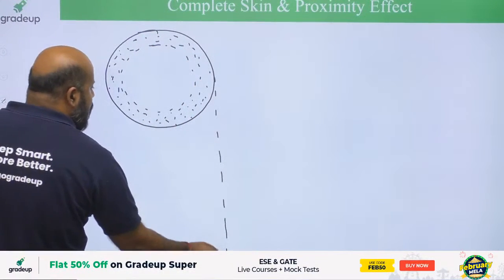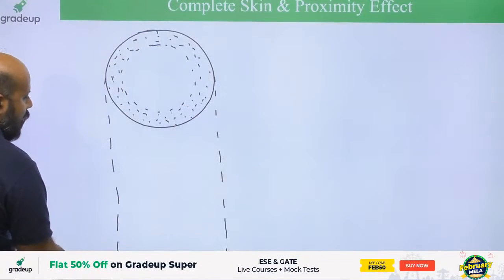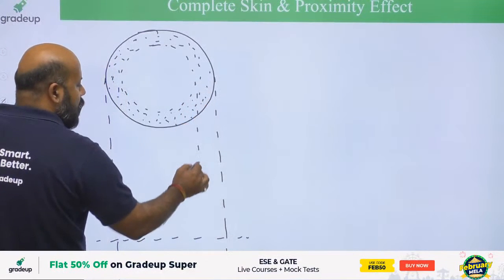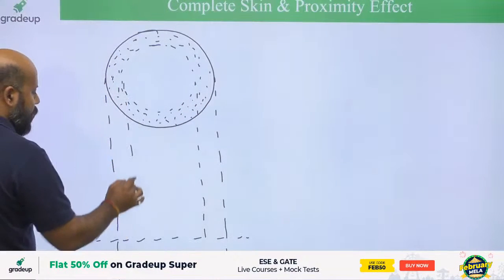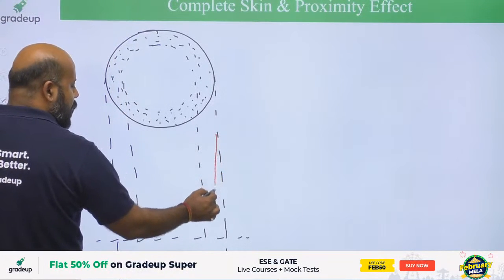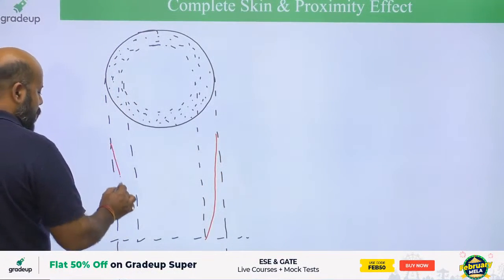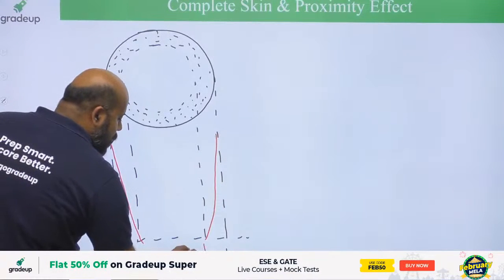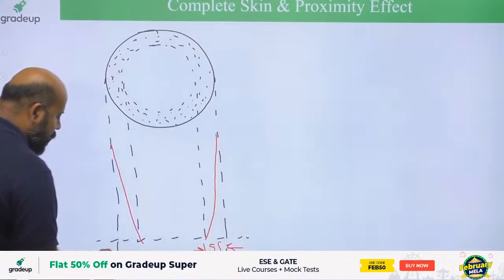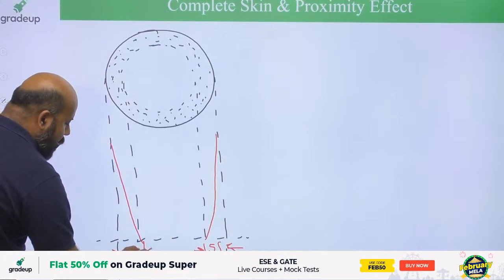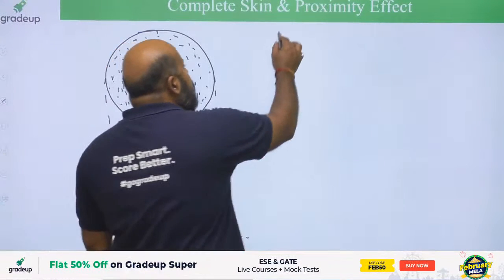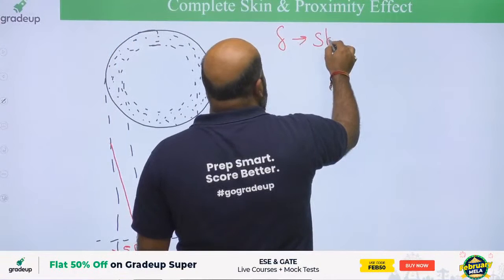Now if you want to see the variation of current density, then you can have this type of variation. This is going to be an exponential variation. This distance we are calling 5 del. What is this del? Del we are defining as the skin depth.